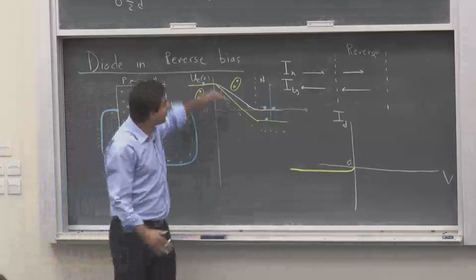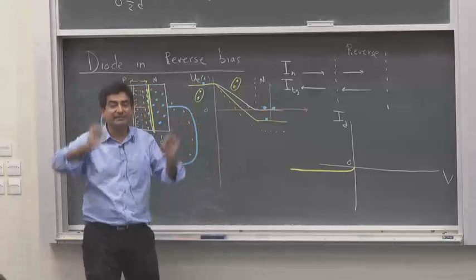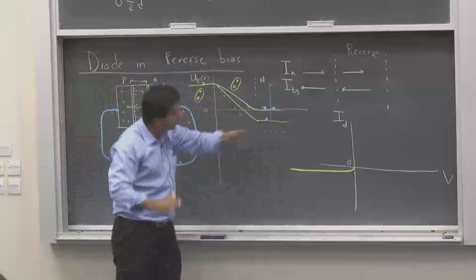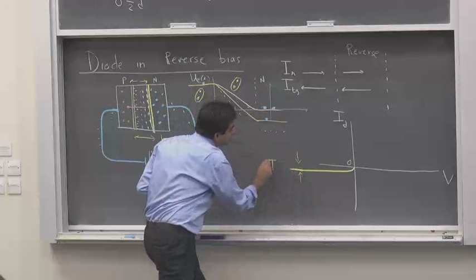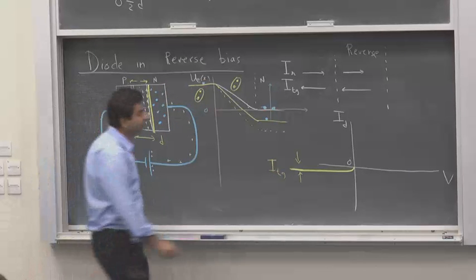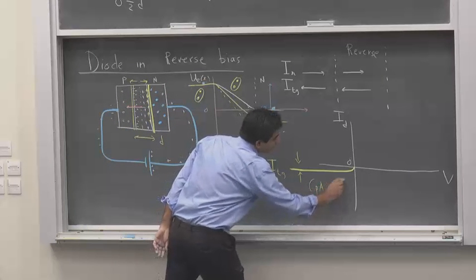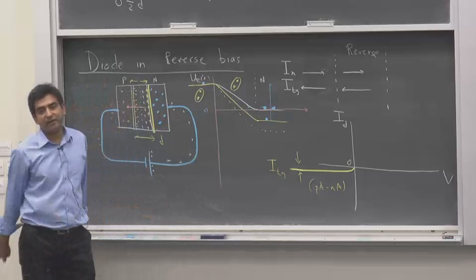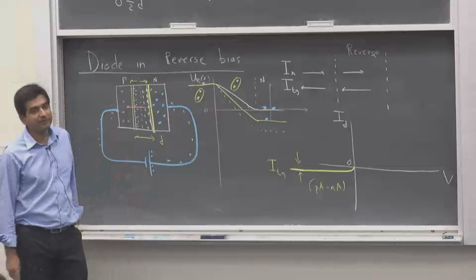That does not depend upon how far downhill you have to go. Once the electron hole synthesis has taken place, the electron can slope downhill. So in this region, a very small thermally generated current flows in the reverse bias. This could be of picoamperes to nanoamperes, depending upon the diode, depending upon the manufacturer's specification. A small thermally generated current flows.